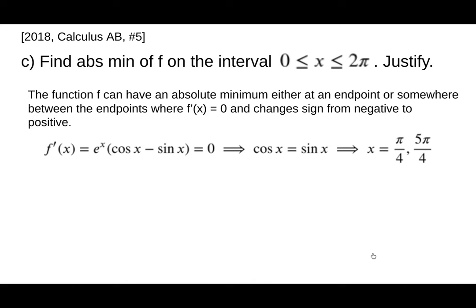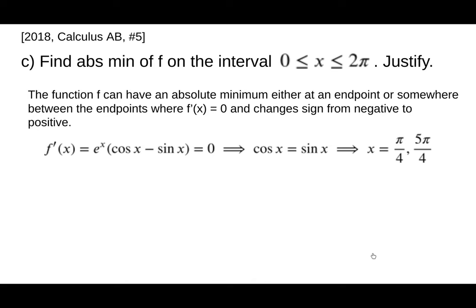We have a function, f prime of x, that's e to the x times (cosine x minus sine x), and we are interested in setting that equal to 0. A couple things to notice about this. Notice e to the x is never 0. So if e to the x times (cosine x minus sine x) is going to equal 0, it can't come from the e to the x. It has to be from the factor cosine x minus sine x.